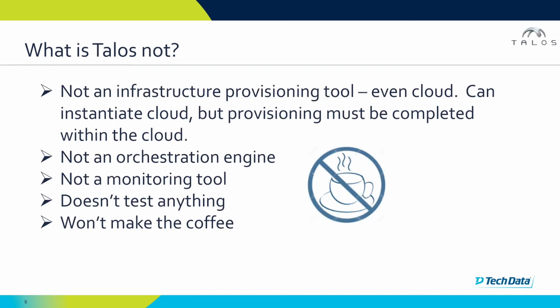So what Talos is not is an infrastructure provisioning tool. We can do it to a certain extent in the cloud, but all it's really doing is calling into existence an instance of something that has already been provisioned. So, for example, an AWS AMI, but that provisioning still needs to happen within the cloud. It's not an orchestration engine, but it does use orchestration engines. It's not a monitoring tool, so it won't monitor anything for you. It doesn't test anything, so you still need to use those other tools in the ecosystem to perform those jobs, and it definitely won't make the coffee.